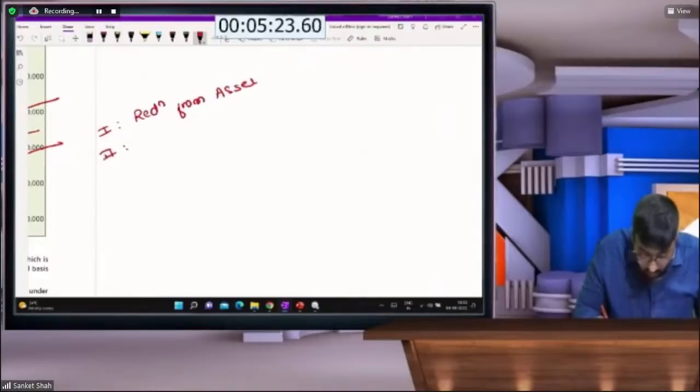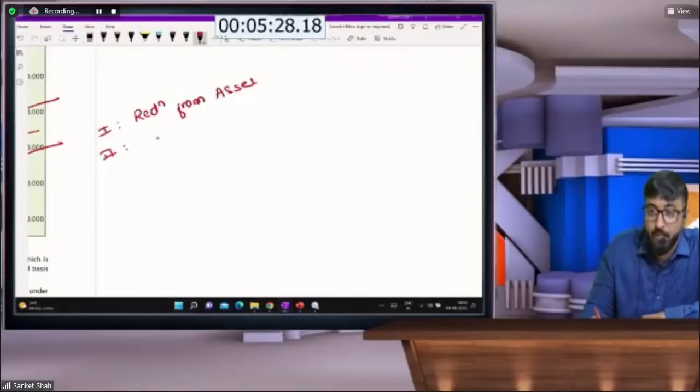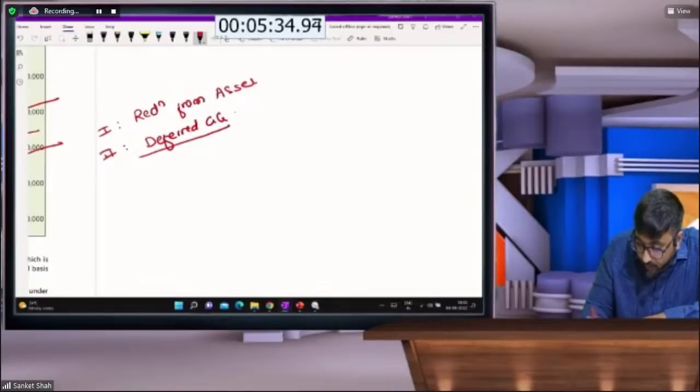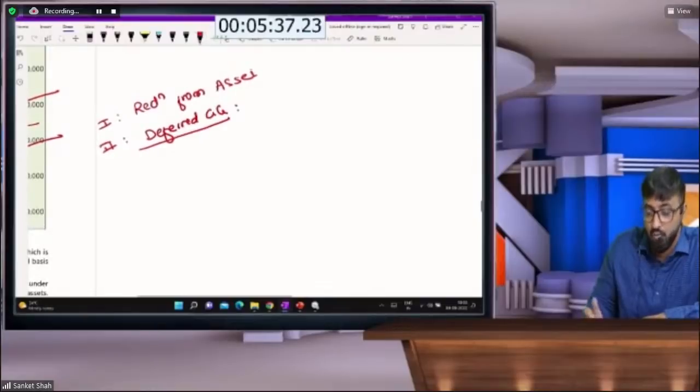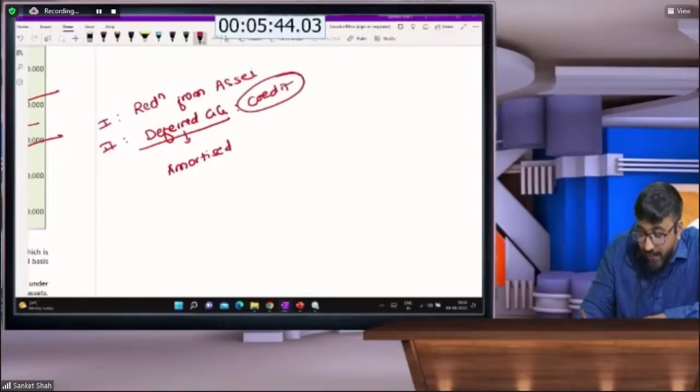Now what is the second concept? Second one is that you open a deferred GG account, and this deferred GG is showing credit balance whenever you are receiving grant. Yes, I'm going to explain it. First, I will provide you the information what accounting standard 12 talks about, and this is amortized over asset life.